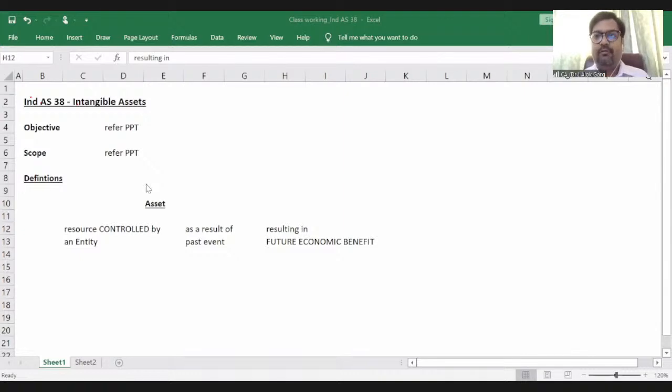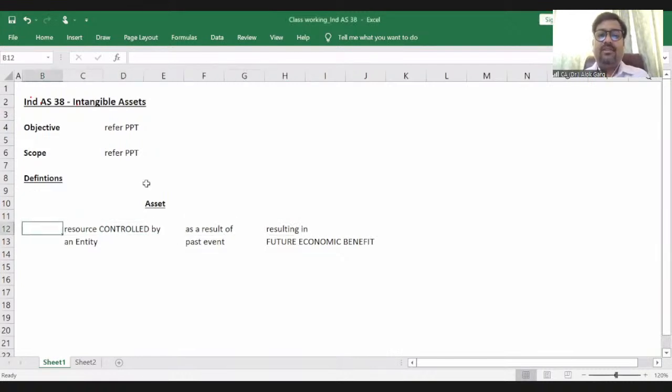Vidula is saying something of value. Yeah, right. Sairam is saying an asset provides a benefit to the company or the entity. You're right, Sairam. Jay is saying something which we can own. Very good. Srinidhi is saying an asset is a resource controlled by an entity as a result of past event and future economic benefit are expected to flow. Right, Srinidhi? You have given the complete definition of an asset, right?